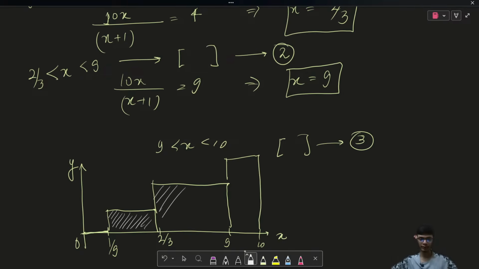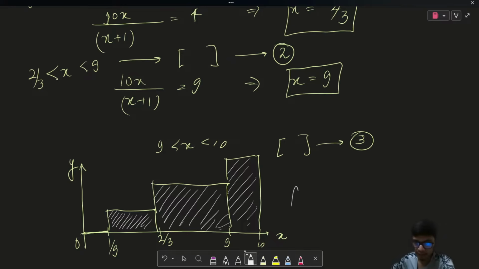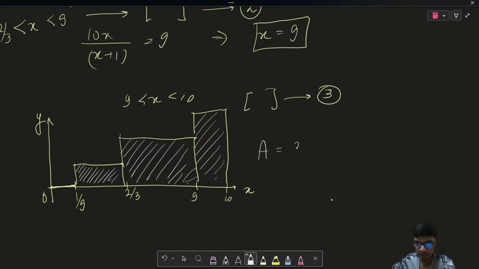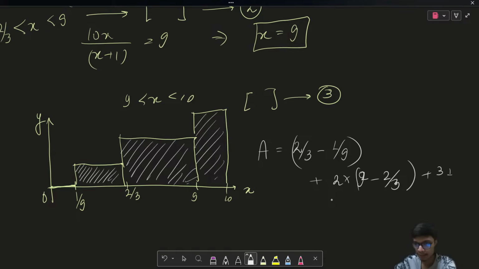Okay, so it's a very simple problem. We just need to find the bound of the x, right? So for which values of x is the function equal to 1, 2, 3, and so on. Once you get this, the required area can be simply given by the sum of these small rectangles, right? So if you find it out, it is going to be equal to 2 by 3 minus 1 upon 9, plus 2 times of 9 minus 2 by 3, plus 3 times of 1.